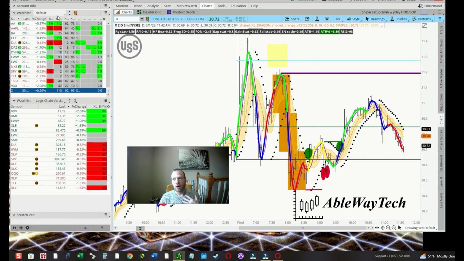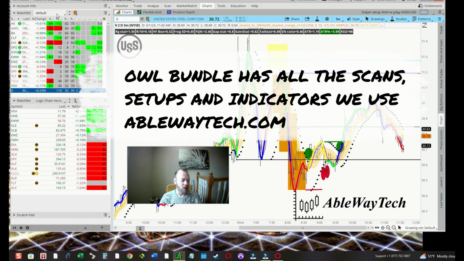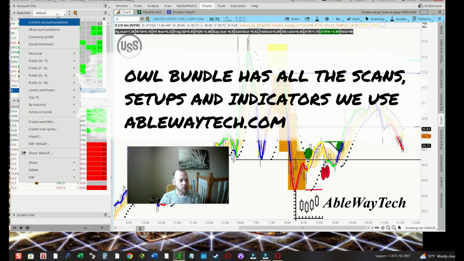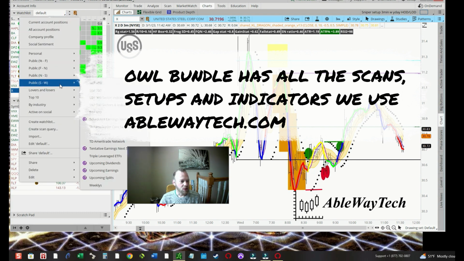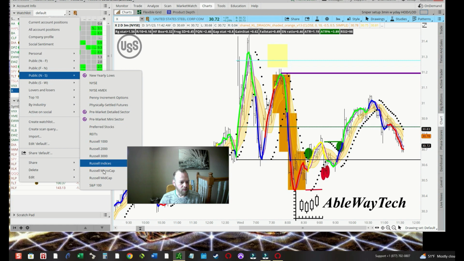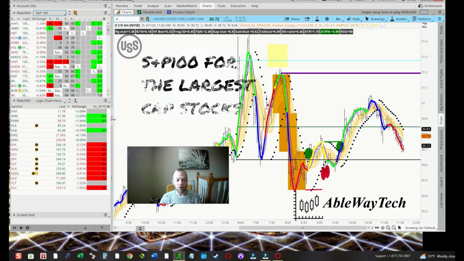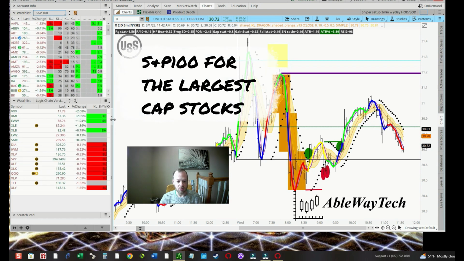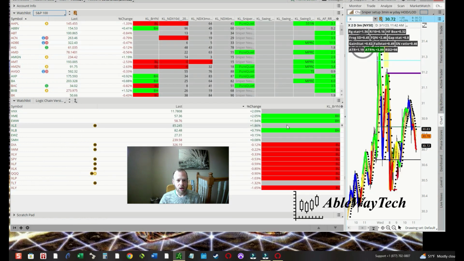The other thing I want to note is that another way I'll pick symbols is through the OWL bundle, where we have a lot of Ken's swing system symbols set up. Usually at the end of the day, I'll take a look at the S&P 100. I like the really large cap stocks, again, because they're easy to get in and out of, and the slippage isn't bad. They have small spreads.